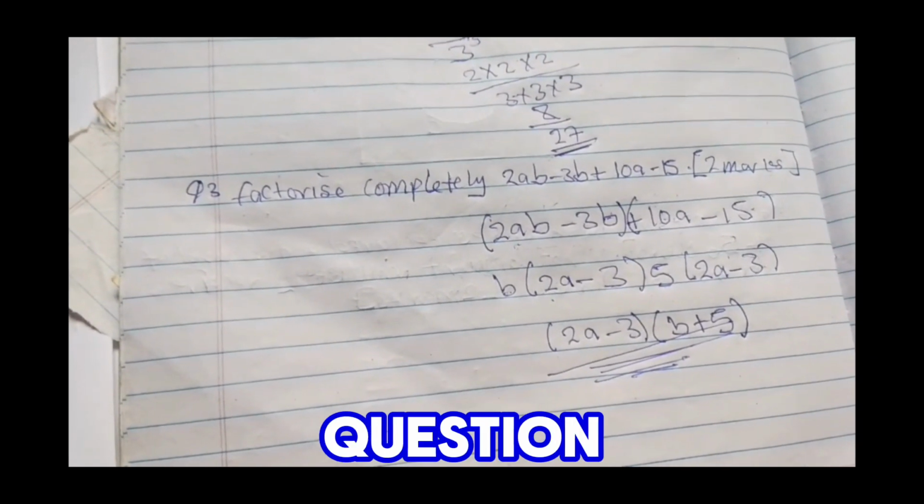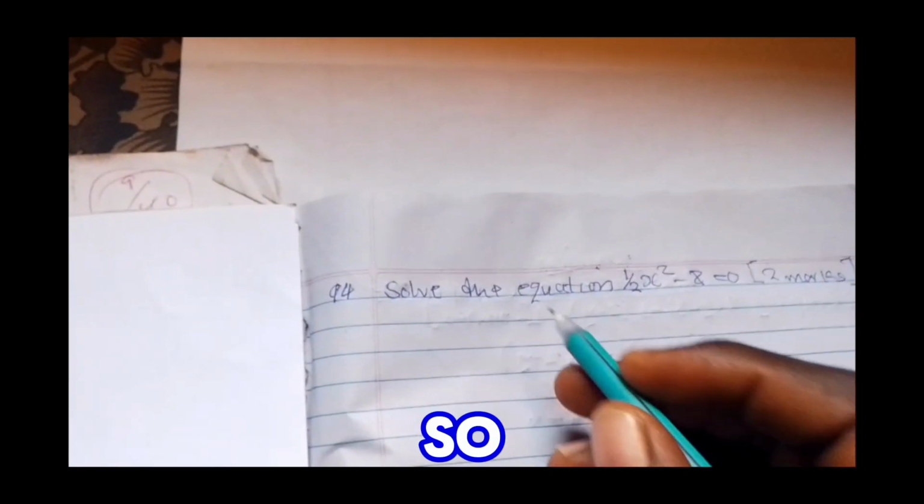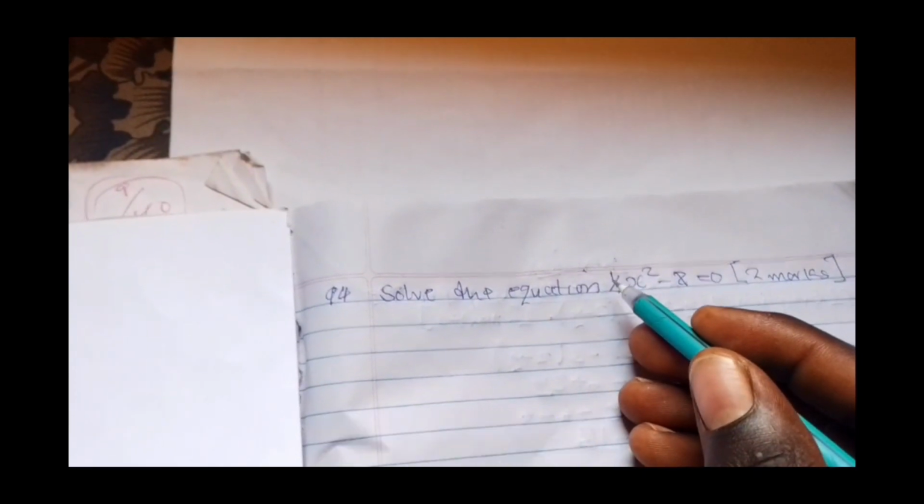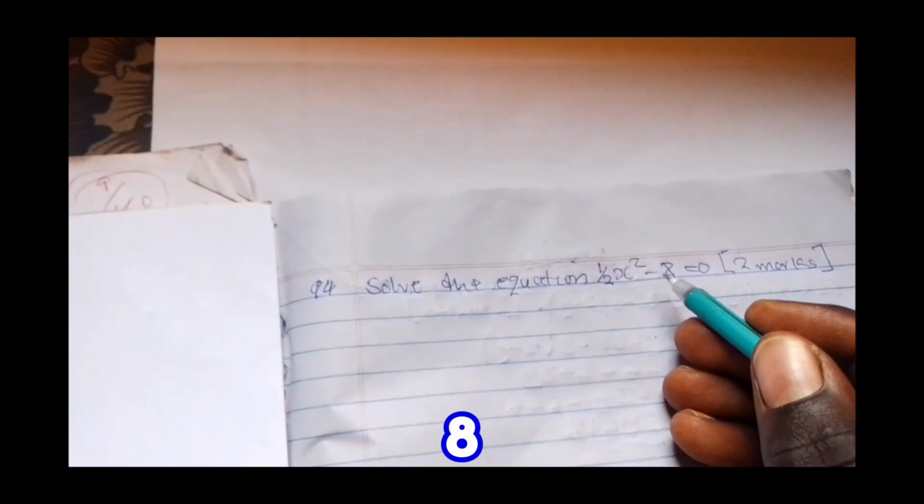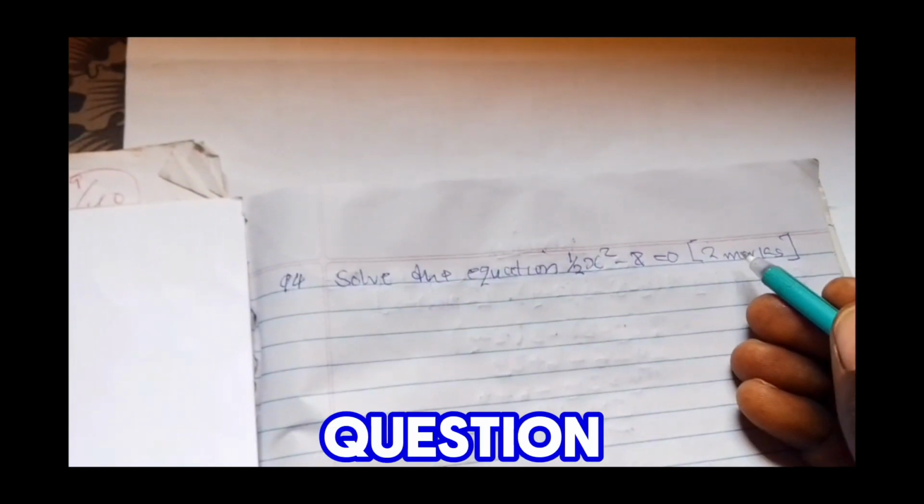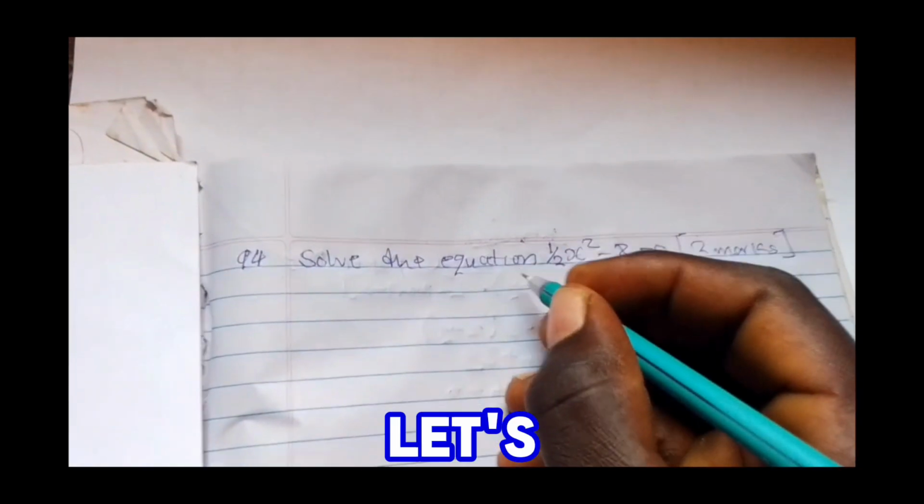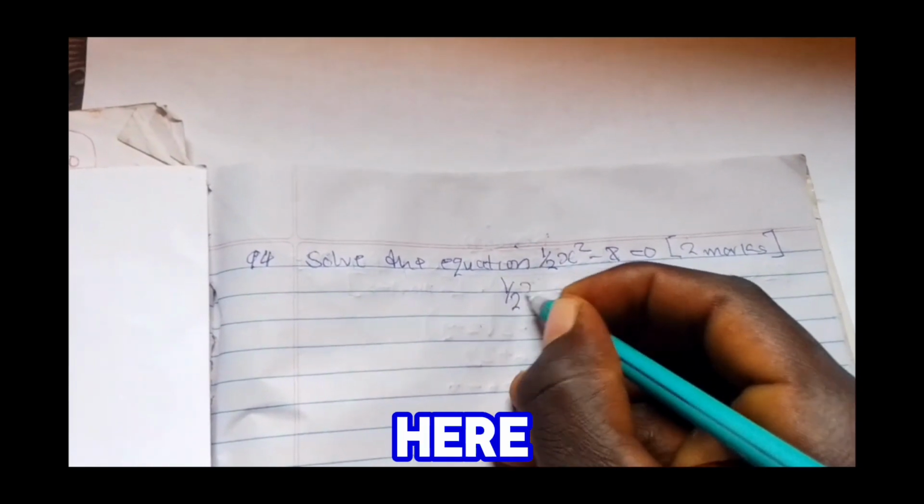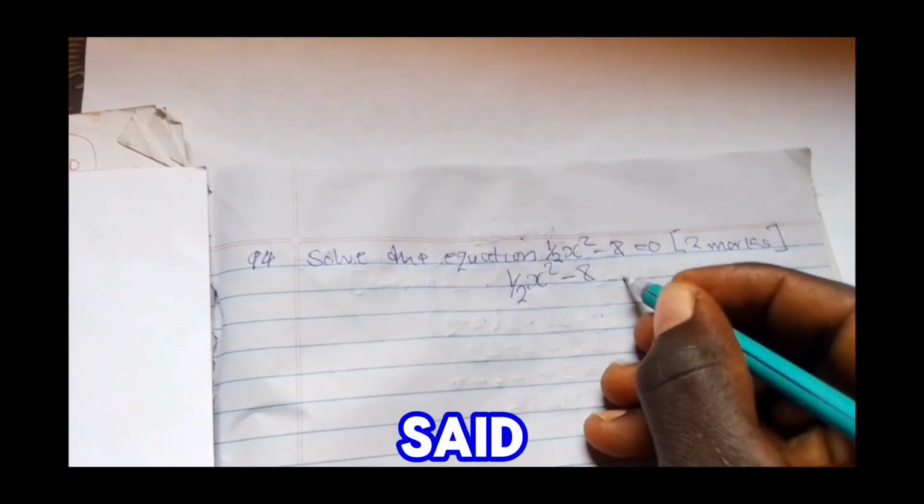So we proceed to question number 4. So question number 4 reads: solve the equation half x squared minus 8 is equal to 0. So this question carries 2 marks. So let's write it down here. Minus 8 is equal to 0.